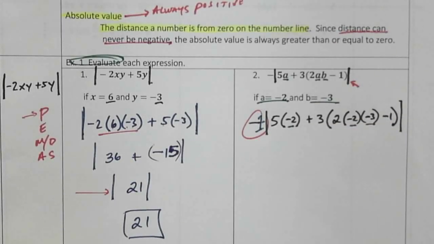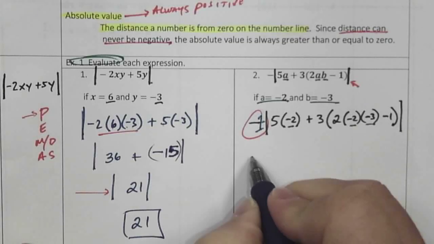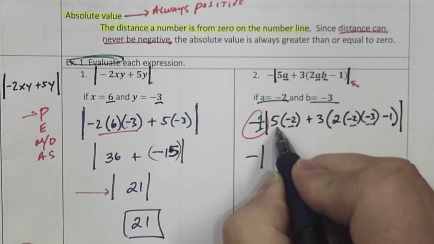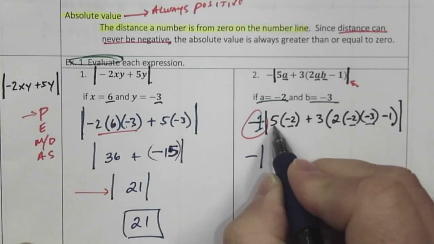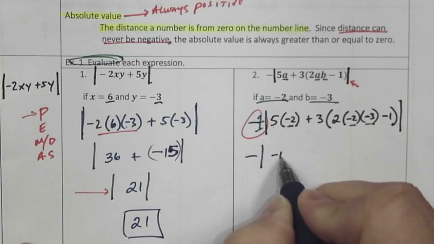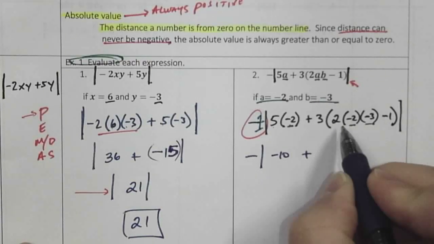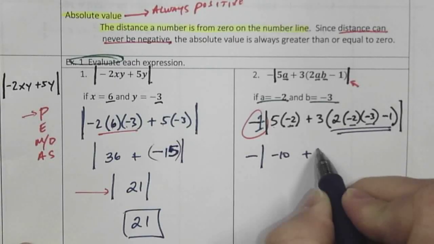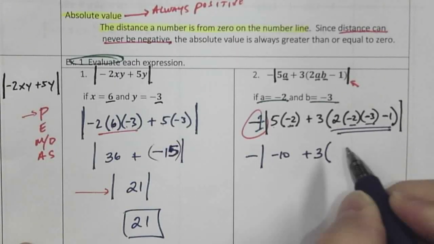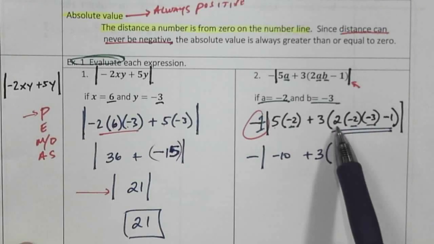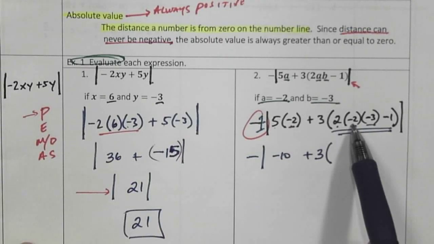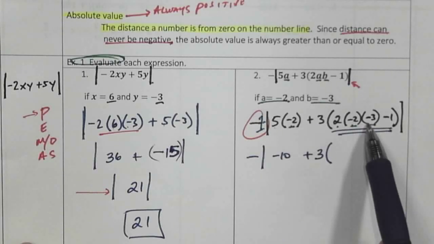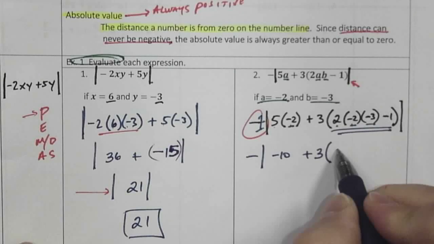And I kind of made it look ugly, but let's work on the inside first. So I got a negative absolute value. Multiply. 5 times -2 is -10. Plus. Okay, we got a parentheses in here we got to work with. 3 parentheses. 2 times -2 is -4. -4 times -3 is +12.